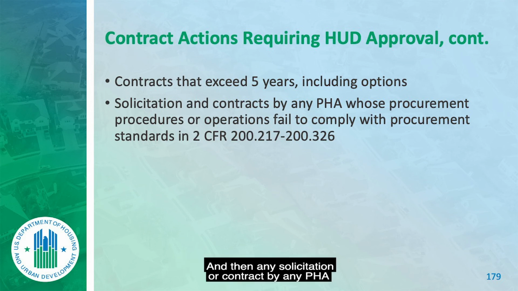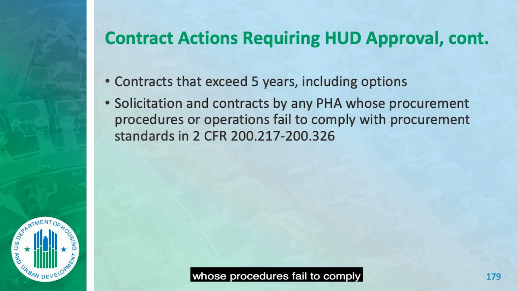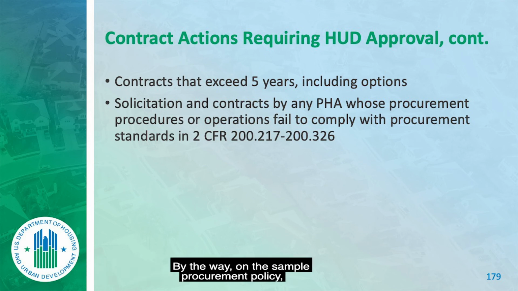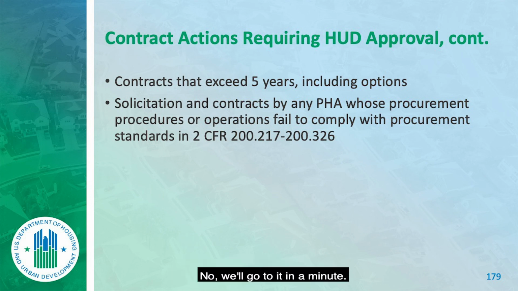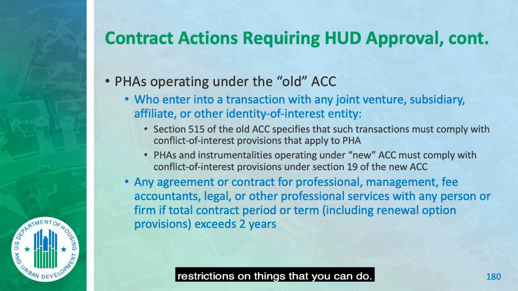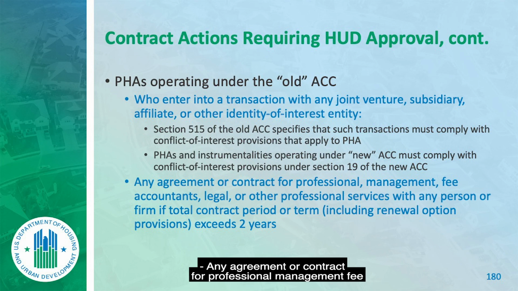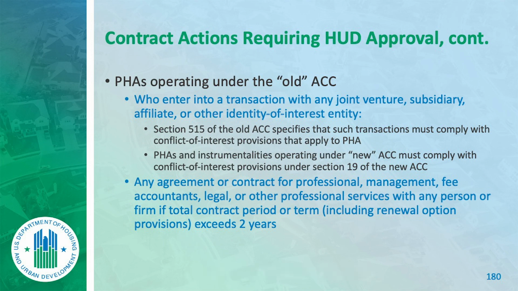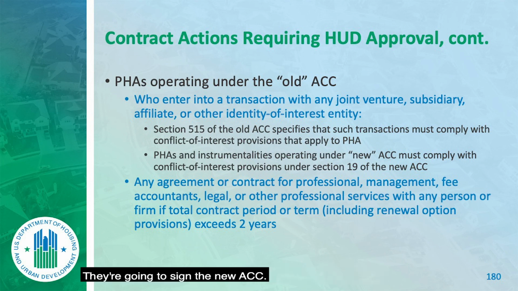And then any solicitation or contract by any PHA whose procedures fail to comply with the CFR or the handbook. That's a good one. Anything you're doing you're not supposed to be doing has to have prior HUD approval. By the way, on the sample procurement policy, I have deleted that clause where I self-certify. I think that's the next thing we're going to go to. No, we'll go to it in a minute. If you're in the old ACC, you've got quite a few restrictions on things that you can do. Any agreement or contract for professional management fee accountings, this is under the old ACC, where the term exceeds 2 years. Under the old ACC, you're limited to that. I've still got about 3 clients who are trying to get that taken care of. They're going to sign the new ACC.